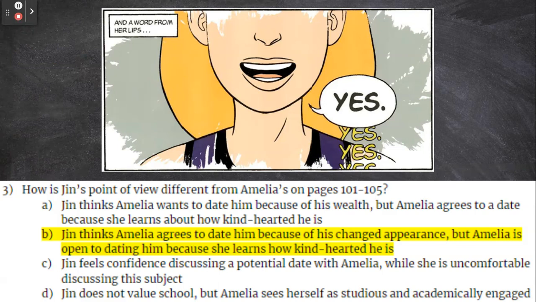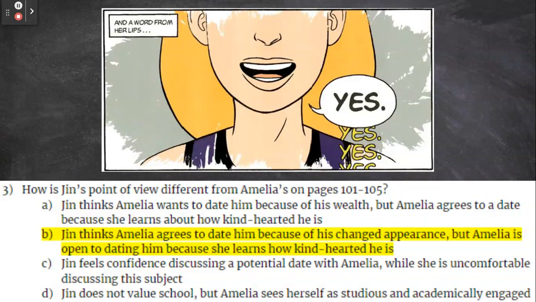So here's the moment where Amelia says yes to Jin asking her on a date. If you got a question like, how is Jin's point of view different from Amelia's on pages 101 to 105? You see the answer. Jin thinks Amelia agrees to date him because of his changed appearance. But Amelia agrees to date him because she learns how kind-hearted he is. Their points of view are different. They have a different outlook or perspective here.